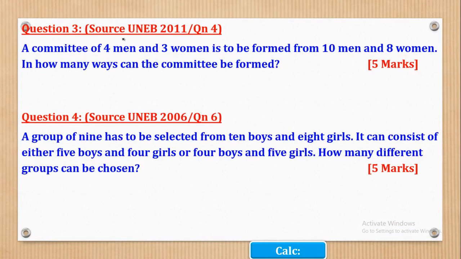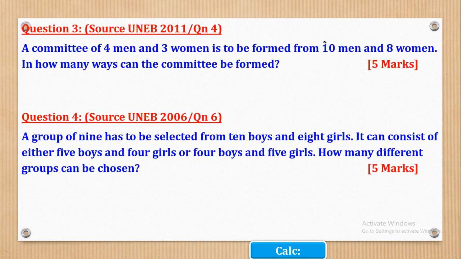Now we shall go to question 3, which came from UNEB 2011, paper 1, question 4, and says, a committee of four men and 3 women is to be formed from 10 men and 8 women. In how many ways can the committee be formed? Some students may wonder, is it permutation or combination? What you need to remember is that for permutation, the word arrangement has to be seen. Here they only said number of ways and they didn't talk about arranging. Therefore, this is under combination.